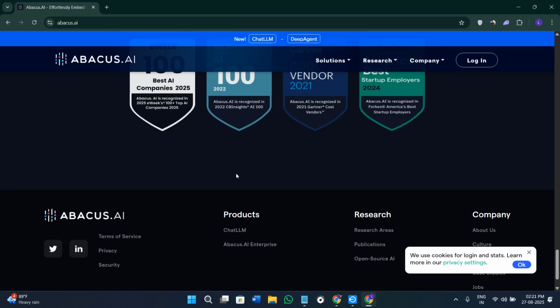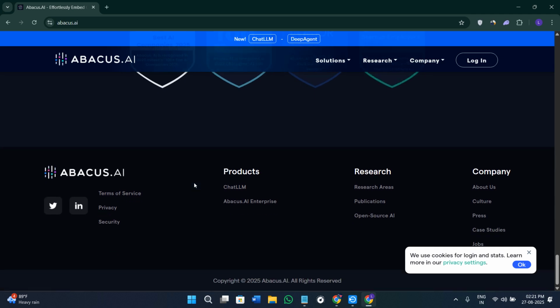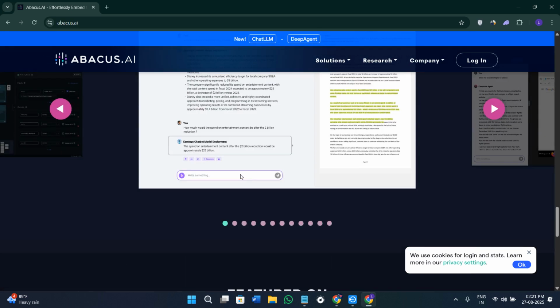So yeah, Abacus AI might just replace VEO3 for most creators. It is fast, cheaper, and good enough for professional use.